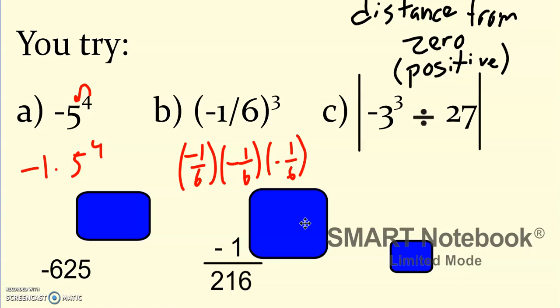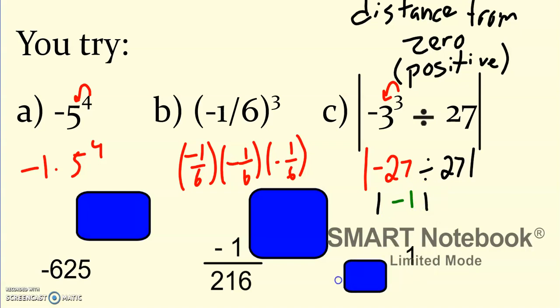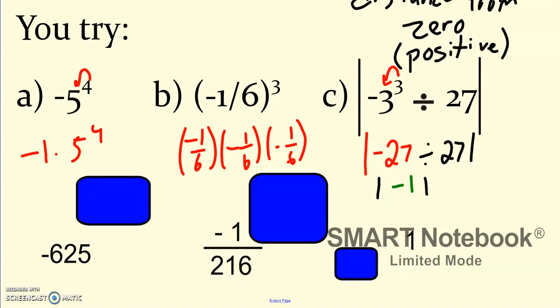For C, it's the absolute value of -3 to the third without parentheses there, divided by 27. So when we do this, it's going to be -27 divided by 27, and the absolute value of that. The exponent only applies to the base of 3. It's not -3. So now we have the absolute value of -1, which is just 1, as our final answer.